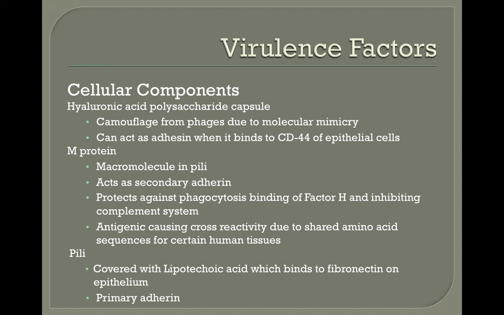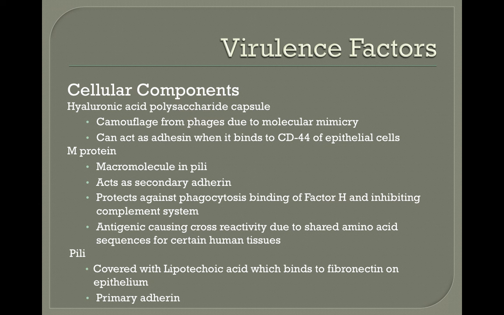The M protein is probably the most virulent factor. It's a macromolecule on the pili. It protects against phagocytosis by binding to proteins like factor H, and this inhibits the complement system. It's also highly antigenic. This causes cross-reactivity due to shared amino acid sequences with certain human tissues, and this basically causes an autoimmune response. The pili are the little stick-like things that stick out through the capsule.